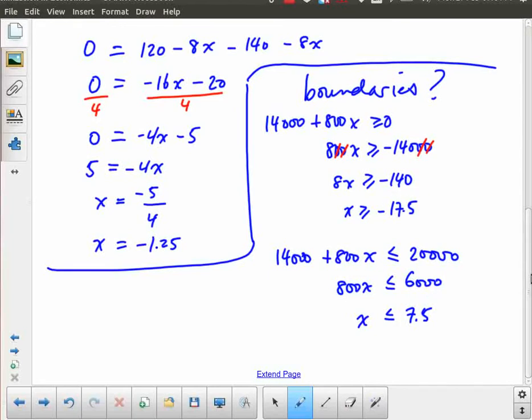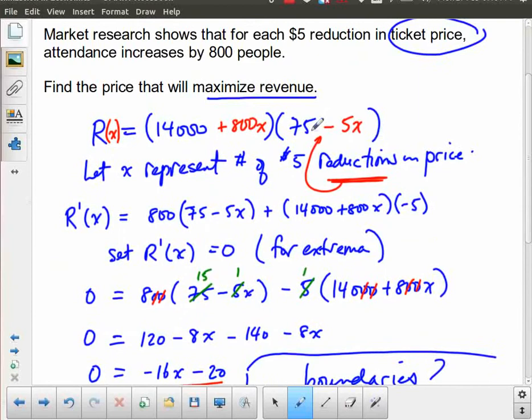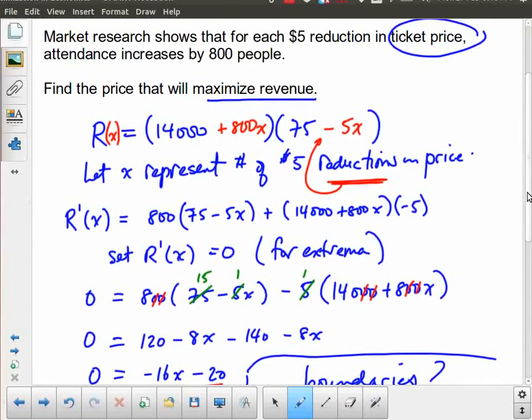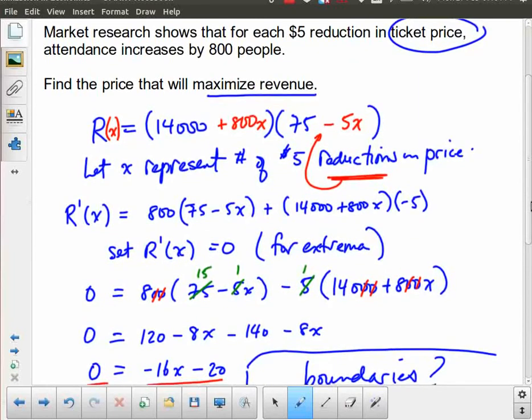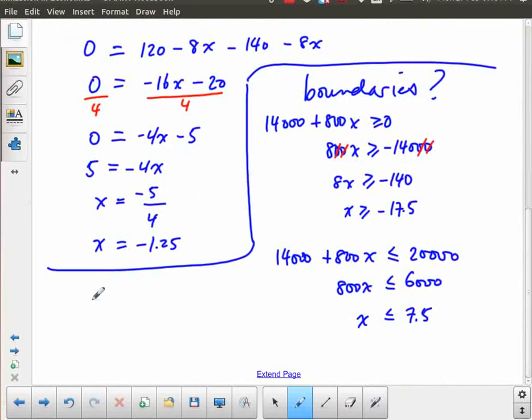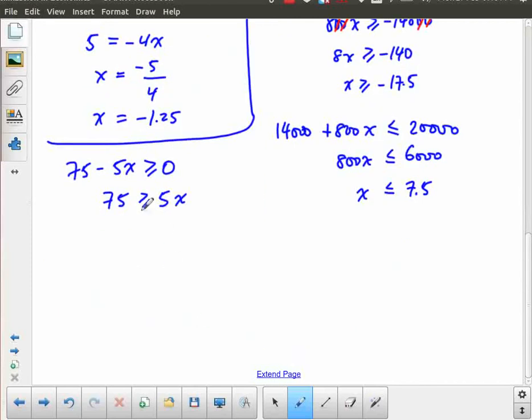Now, what about our price, the amount we charge for people to get in? Well, there's no upper limit on that. There's only a lower limit, which is 0. So 75 minus 5x has to be greater than or equal to 0. 75 has to be greater than or equal to 5x. I moved the 5x over because I'm just trying to avoid dividing by a negative. It works so long as you remember that if you divide by a negative, you have to reverse the sign of the inequality. But now I can divide by 5. I end up with 15 greater than or equal to x, which is the same as x less than or equal to 15.